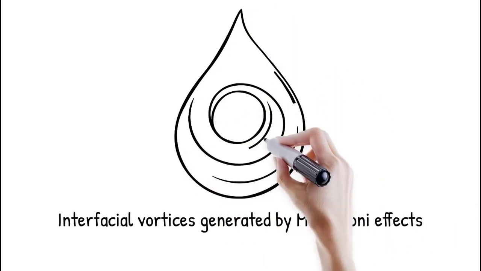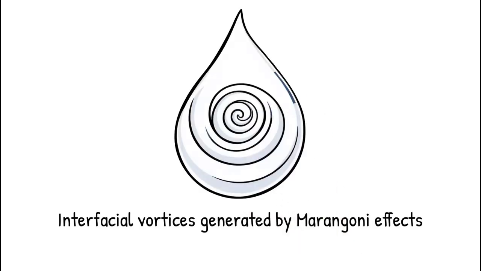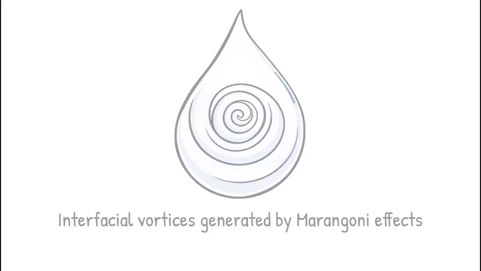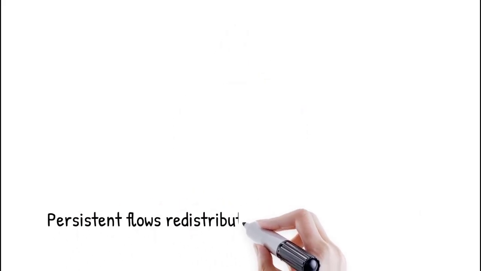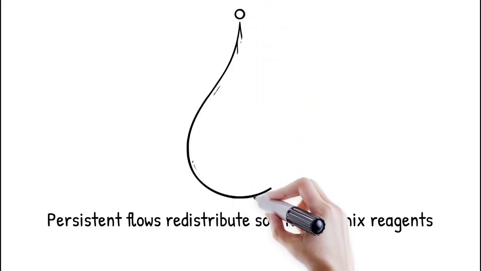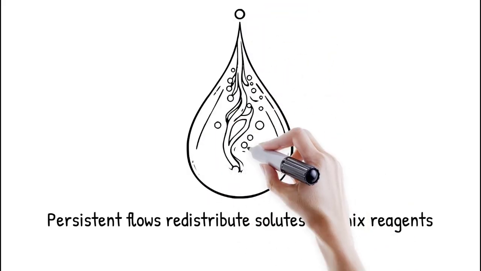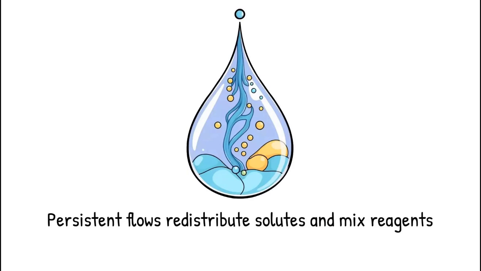Marangoni and evaporation effects generate vortices inside droplets. These vortices act like tiny stirrers, continuously circulating liquid. Flow visualization reveals toroidal rolls and spirals inside droplets that appear still from the outside. Such flows persist as long as surface gradients remain. They redistribute solutes, mix reagents, and influence crystallization.